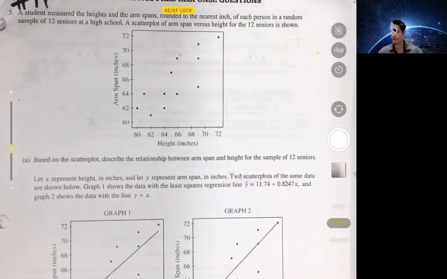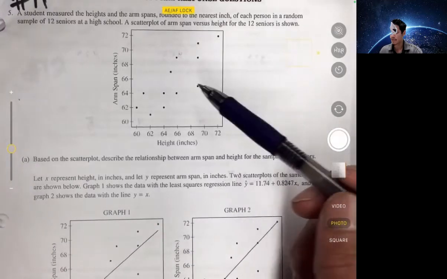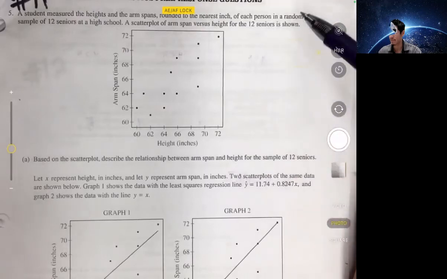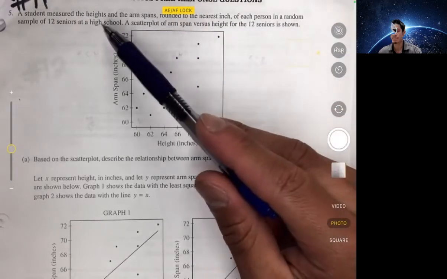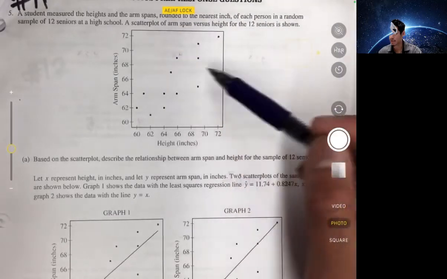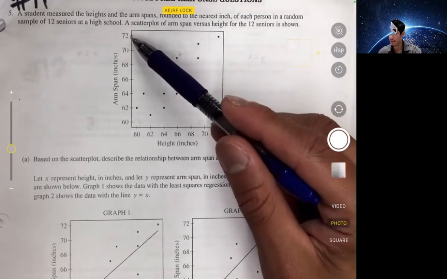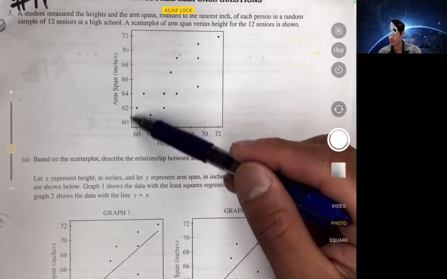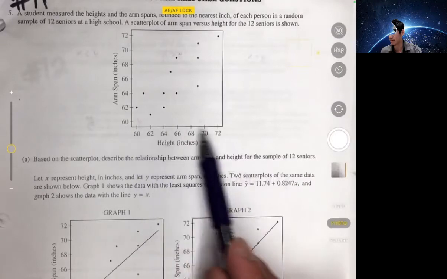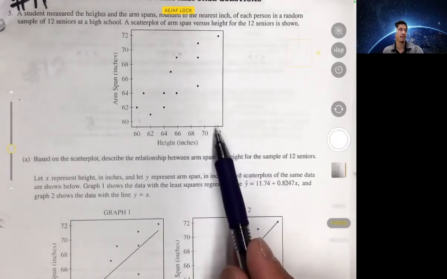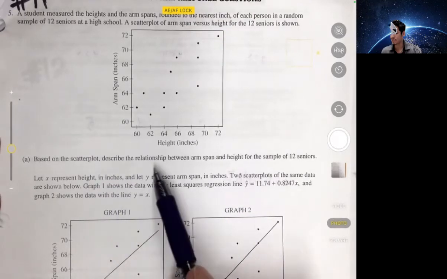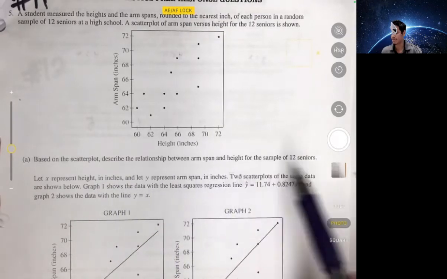All right, so here we have a student that measured the heights and arm spans, rounded to the nearest inch, of each person in a random sample of 12 seniors at the high school. And here's a scatter plot of the data. The arm span is measured on the y-axis, and the height is measured on the horizontal x-axis. So part A, we want to describe the relationship between arm span and height for this sample of 12 seniors.